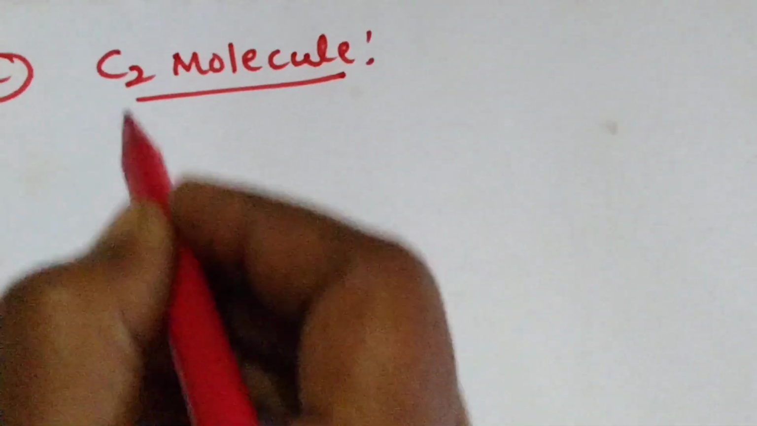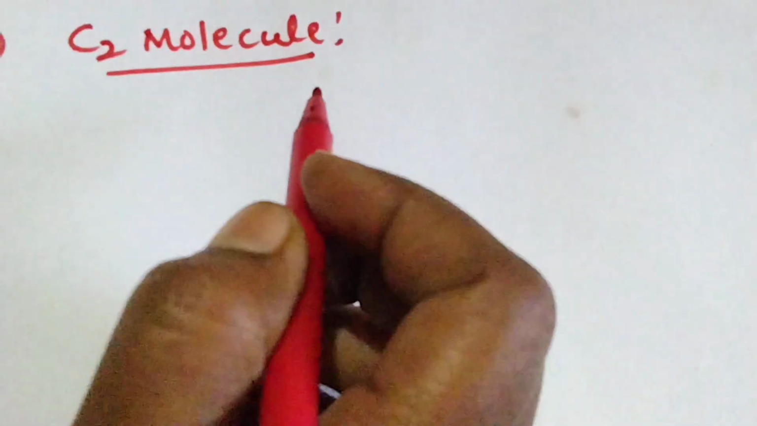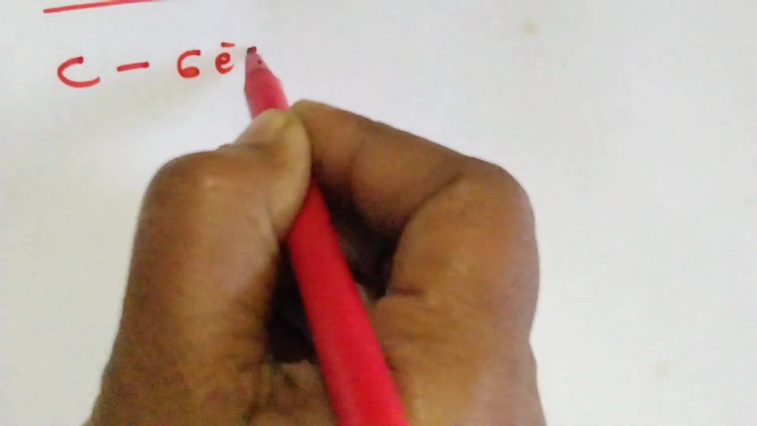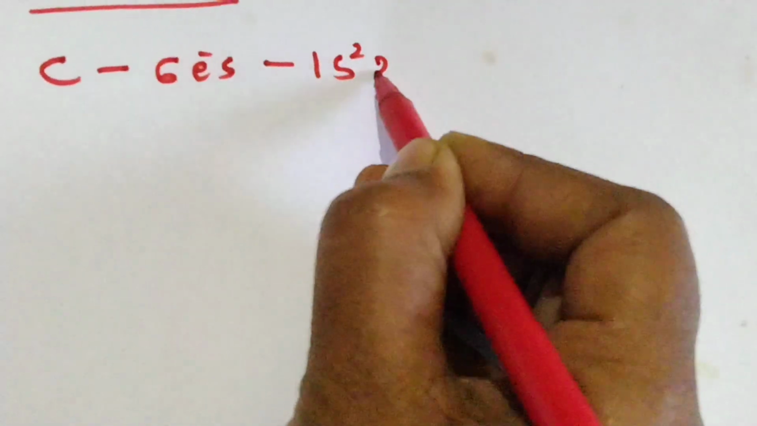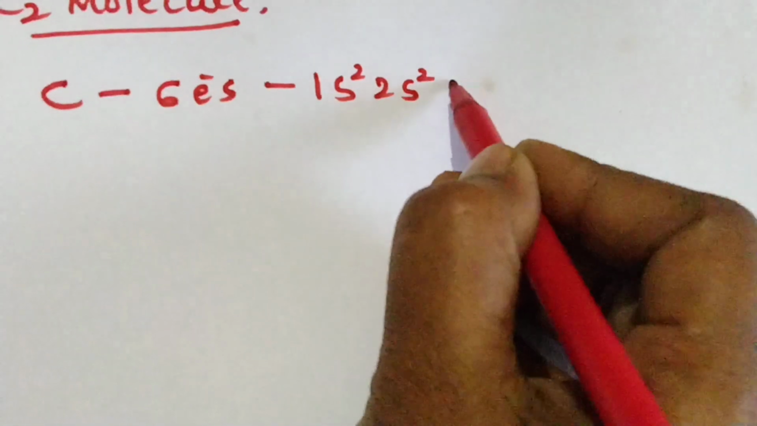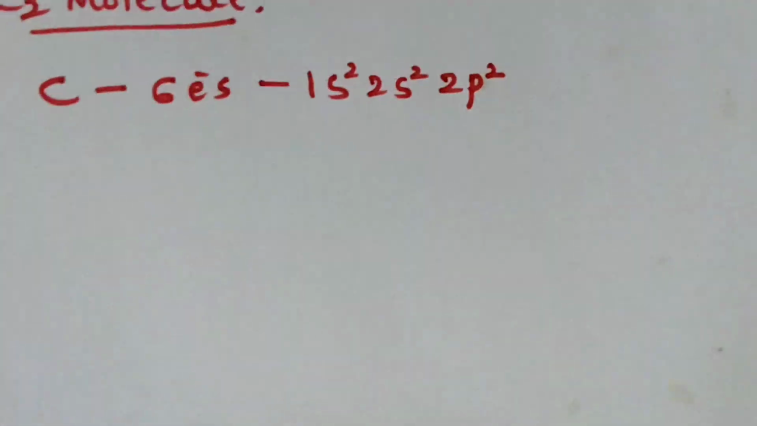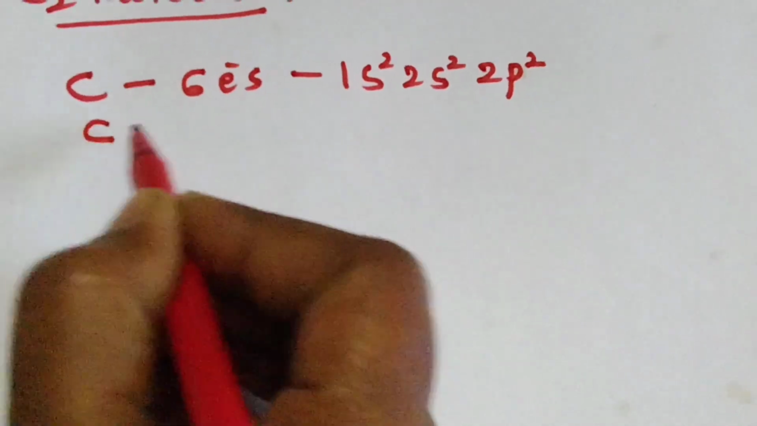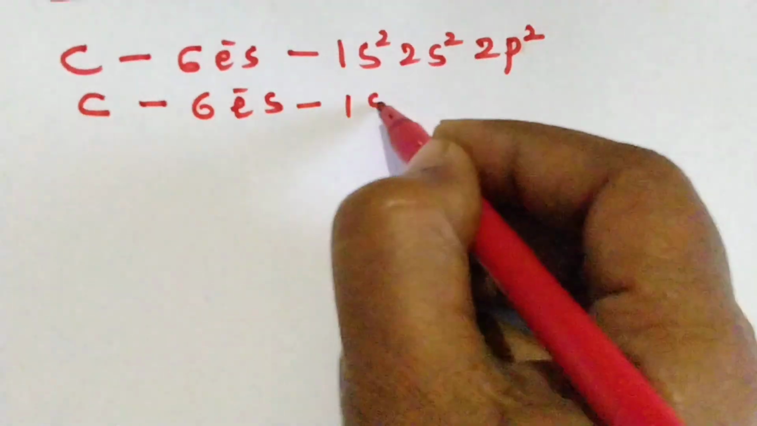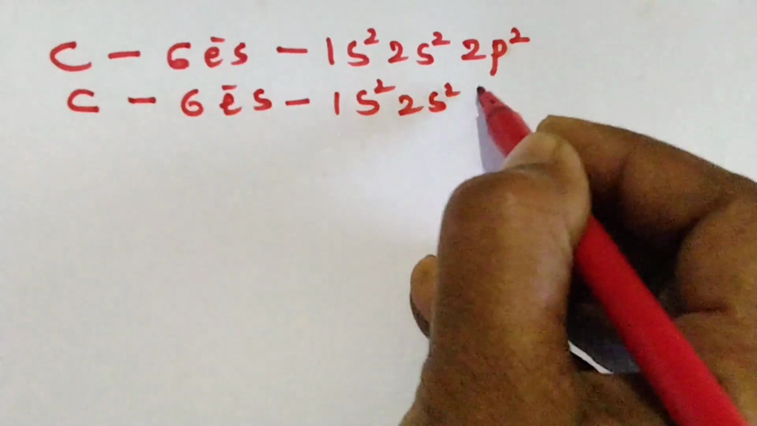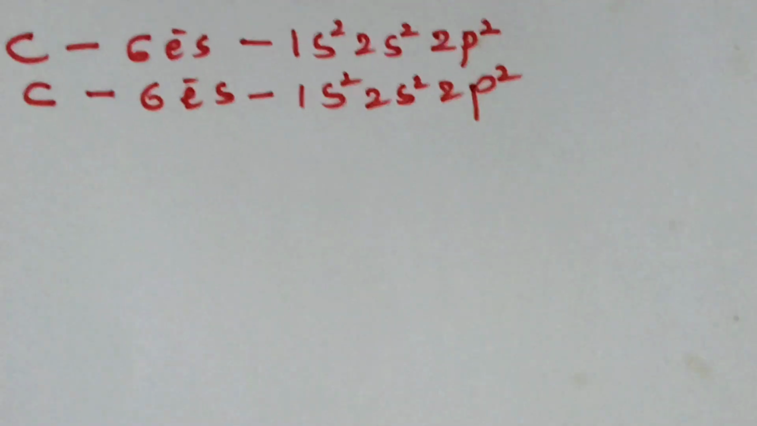We know that first we have to write the general configuration. For the general configuration we must know the number of electrons present in a carbon atom. In a single carbon we have 6 electrons, right? Similarly the configuration will be 1s2, 2s2, 2p2. Similarly, in another carbon it has 6 electrons. The configuration will be the same, 1s2, 2s2, 2p2.